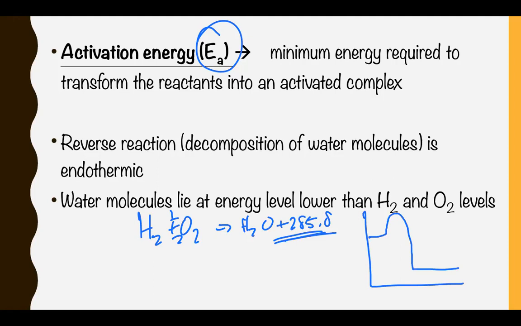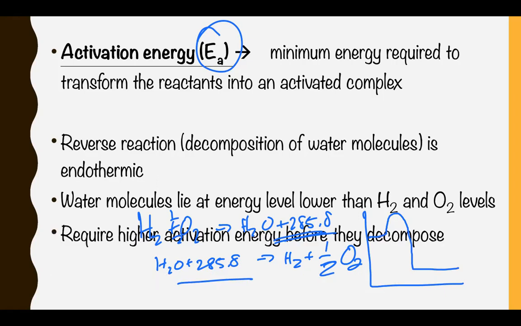So if you try to go in reverse, it's going to be H2O plus 285.8 yields H2 plus a half O2. This is endothermic. Just like in Hess's law, I told you, if you reverse the equation, you have to reverse the sign of delta H. This is a reflection of that, because if one direction is exothermic, the opposite direction has to be endothermic.